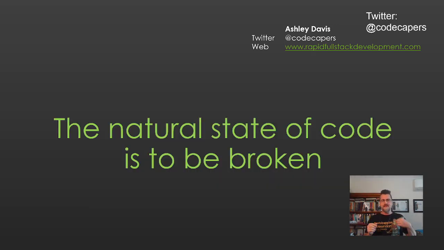You have to understand that the natural state of code is actually a state of it being broken. It's almost impossible for anyone to write correct code without testing it. That's because there are so many more ways for code to be broken than there is for it to accidentally be in a working state.